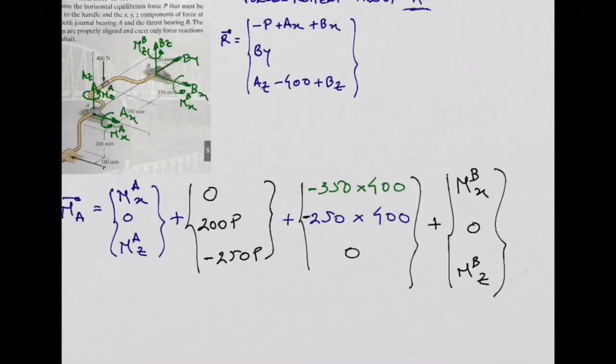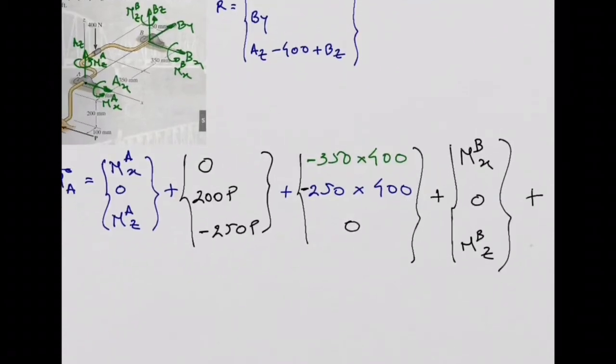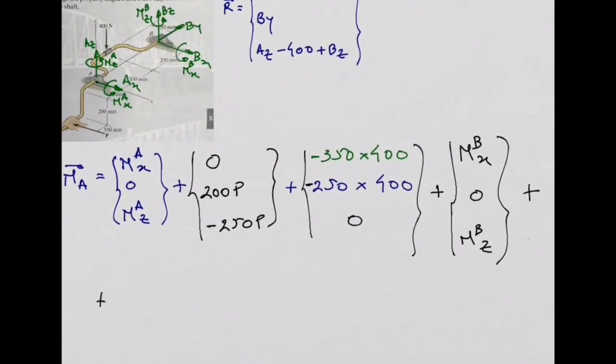But we still have to calculate the moments produced by Bx and Bz. So I need to add now. Let's define the position vector connecting point A with point B. We can speed up this a little bit now. So position vector RAB is this one here. Okay? This vector only has a component in the y direction, which is equal to 700. You all agree or not? 700. So I can say 0, 700, 0.